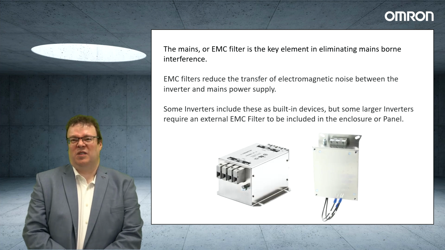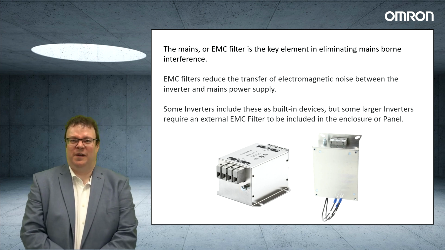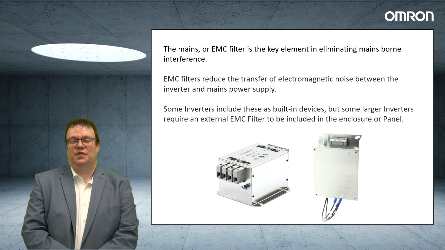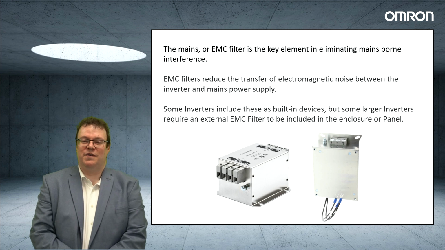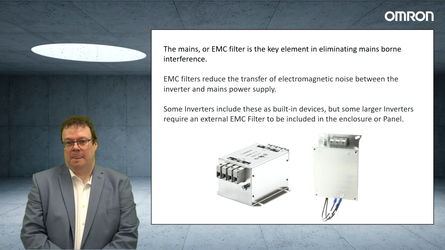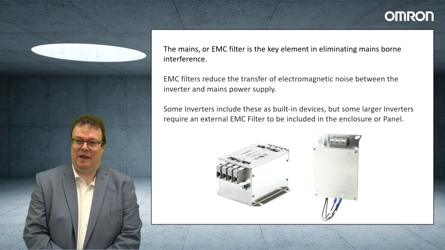Typically on the input side we would supply what's called an EMC filter. This is a key element in eliminating any mains-borne interference. So the EMC filter reduces the transfer of electromagnetic noise between the inverter and its power supply. Some inverters will have an EMC filter built in, whereas others will have an external unit. And sometimes you may use a combination for longer cable runs, for example, anything over 10 meters.